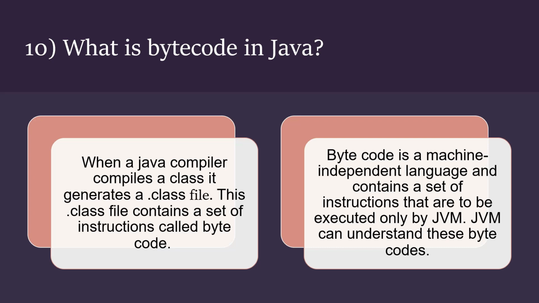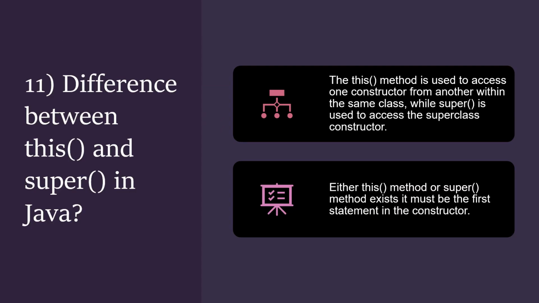JVM can understand these bytecodes. Question 11. Difference between this and super in Java? The this method is used to access one constructor from another within the same class, while super is used to access the superclass constructor. Either this method or super method exists, it must be the first statement in the constructor.